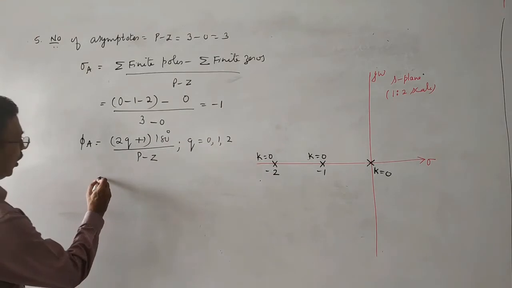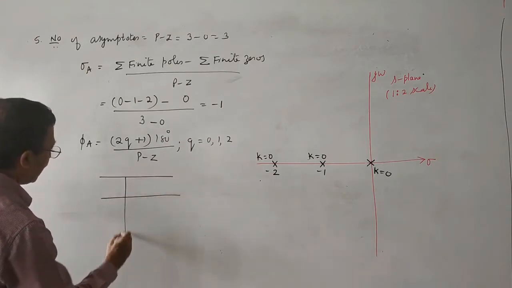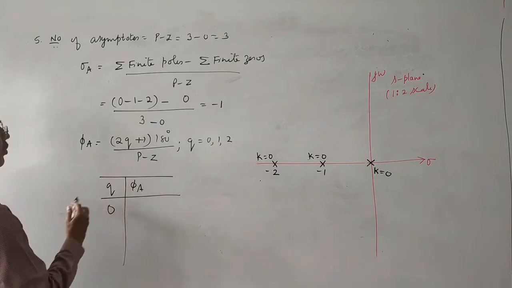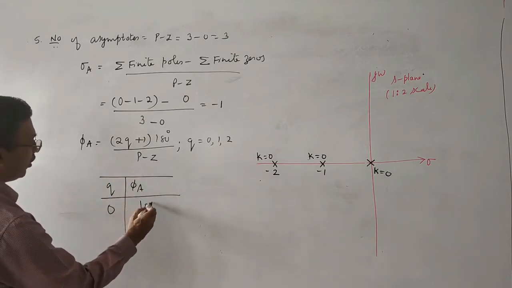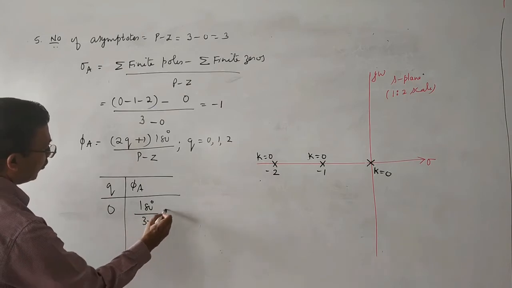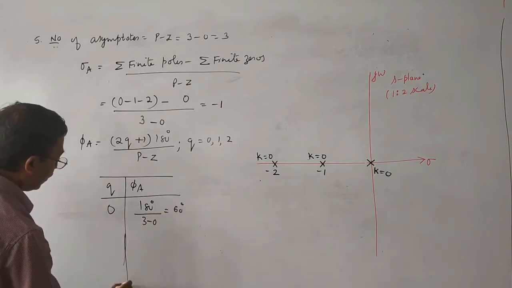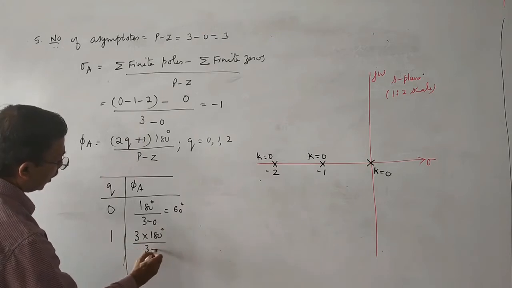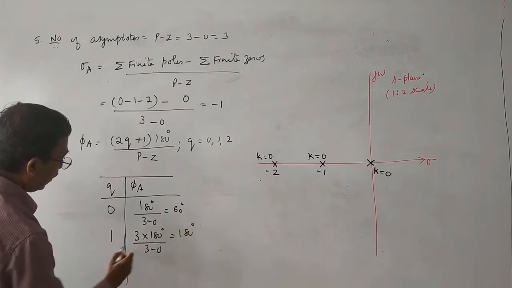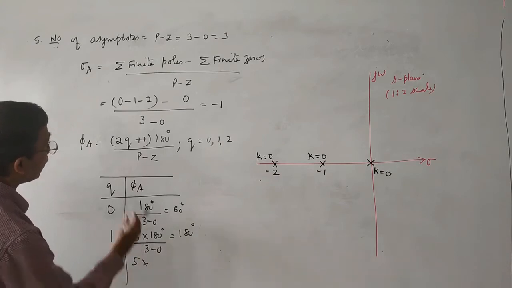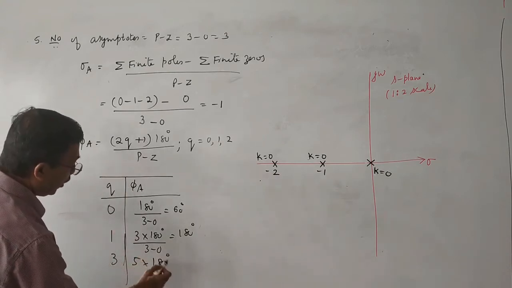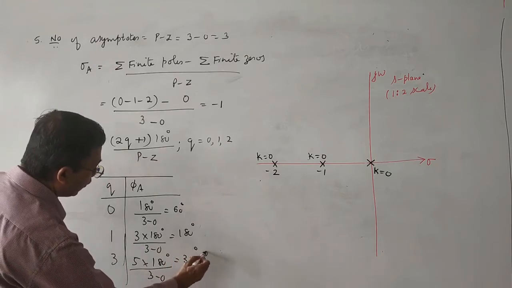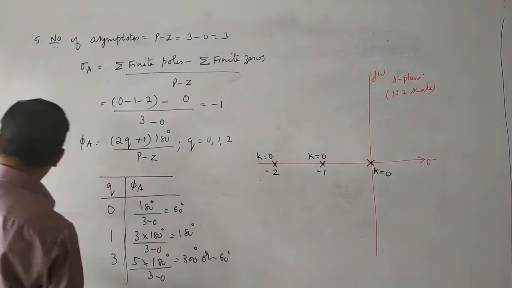I'll make a small table. Here I'll write Q. Here I'll write phi. When Q is 0, what do you get? 180 degrees divided by 3 minus 0 is equal to 60 degrees. When Q is 1, you get 3 into 180 degrees by 3 minus 0 equals 180 degrees. When Q is 2, here you get 5 into 180 degrees divided by 3 minus 0 is equal to 300 degrees. 300 degrees or minus 60 degrees.